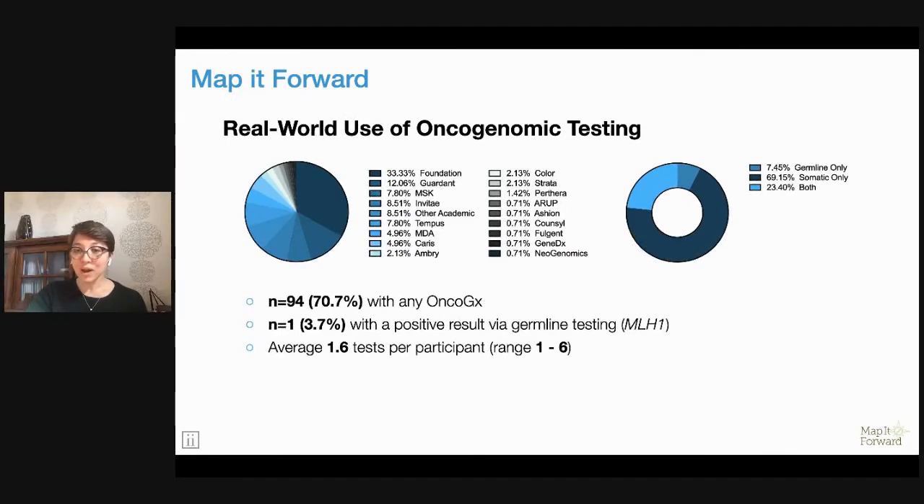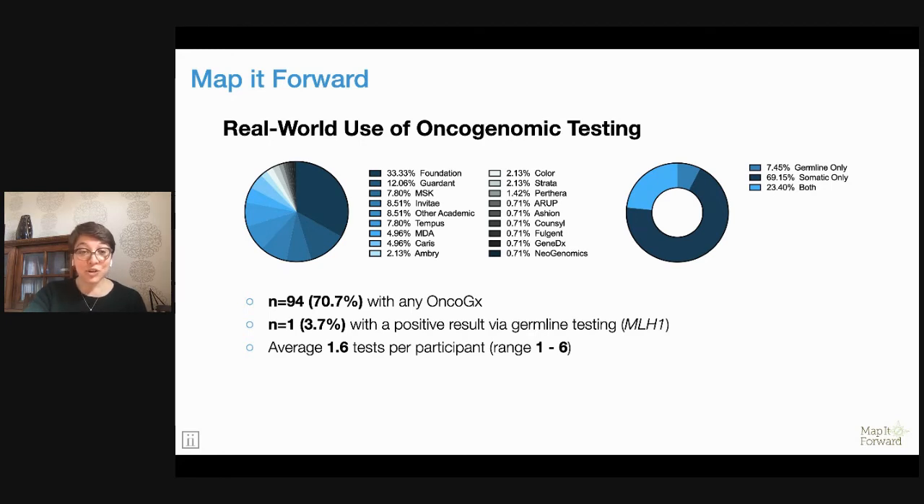If we look now at the second pie chart over here, this is looking at the frequency of different types of testing. So in this medium colored box here, we're looking at the participants who had germline testing only. This was only about 7.5%. We can see that the majority here, around 69%, had somatic or tumor testing only, and about 1/4 of participants had both germline and somatic testing.